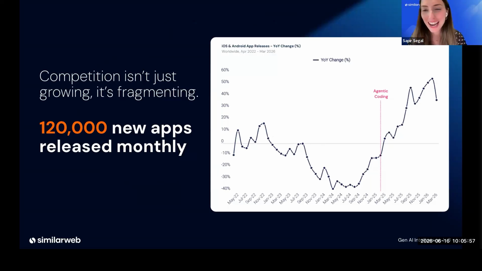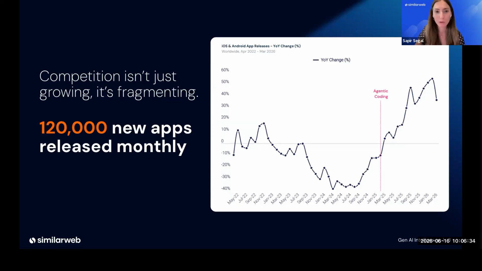This is a really interesting insight that we've pulled from our latest report, which I'll share with you at the end of the session. We're seeing that competition isn't just growing, it's fragmenting, right? AI has really removed the barriers to launching digital products, whether that's websites or, in this case, apps. We know there are many tools available at the moment: Lovable, Base 44, Claude, right? And all of these are making it extremely easy, fast, and cheap to build an app overnight. And what we're seeing is a massive spike in app releases.